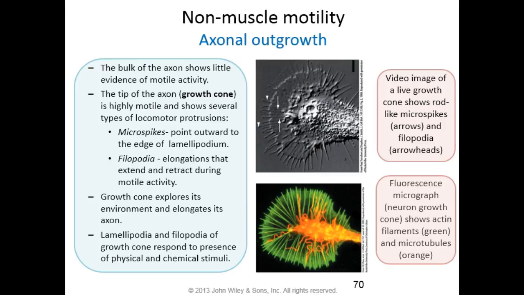So axons develop by a process of active outgrowth and elongation, which you can see here. The bulk of the axon shows little evidence of motile activity. It's just the tip of the axon, or the growth cone, which is highly motile and shows several types of locomotor protrusions. And you get these so-called microspikes pointing outward at the edge of the lamellipodium. See all the microspikes, right? And then you get filopodia elongations that extend and retract during motile activity.